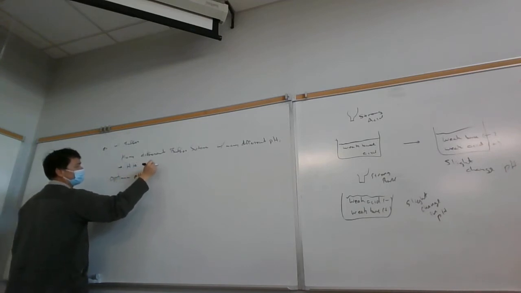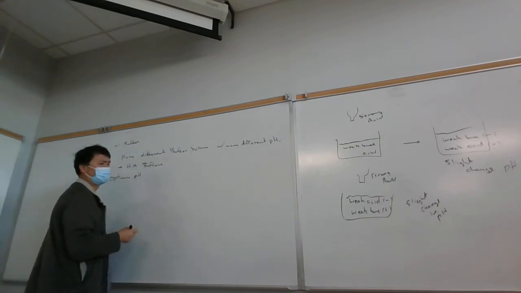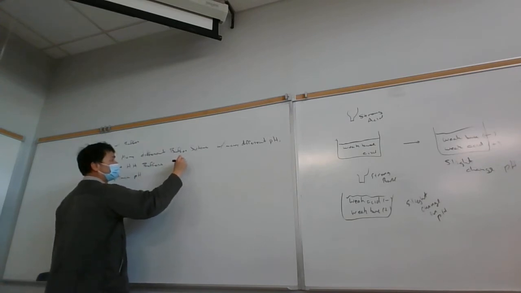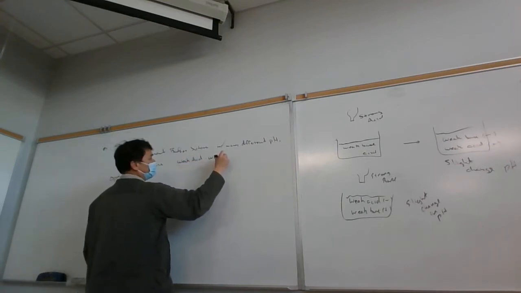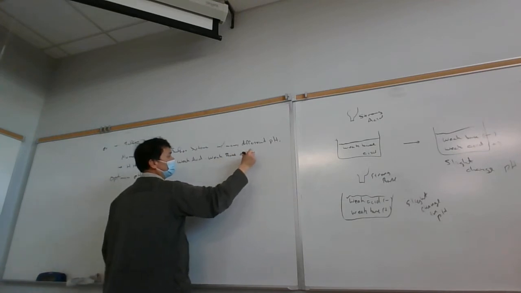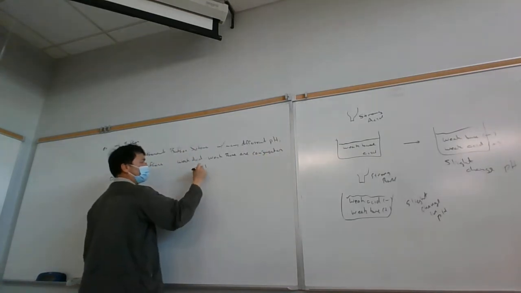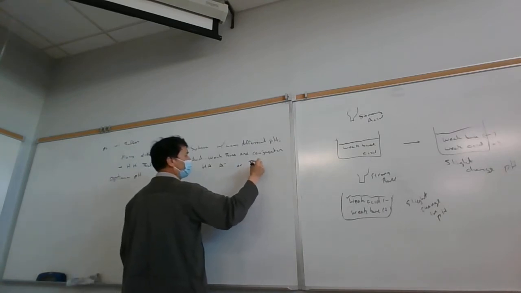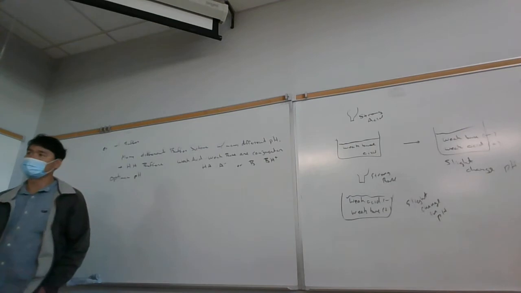What are HH buffers again? HH buffers are where the weak acid and the weak base are related. The weak acid and the weak base are conjugates of one another. So typically we can represent that like this: HA and A minus. This would be the acid, this would be its conjugate base. Or B, BH plus. So this would be the base, that would be the acid, conjugates of one another.